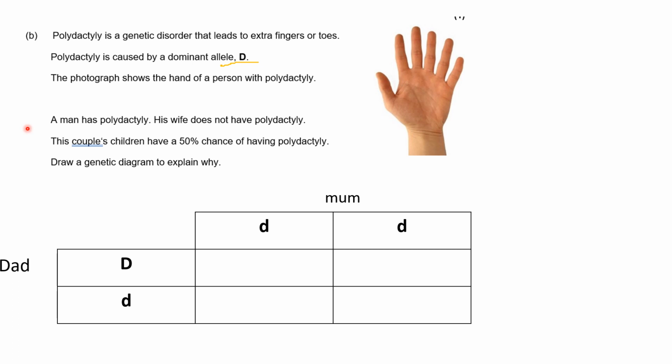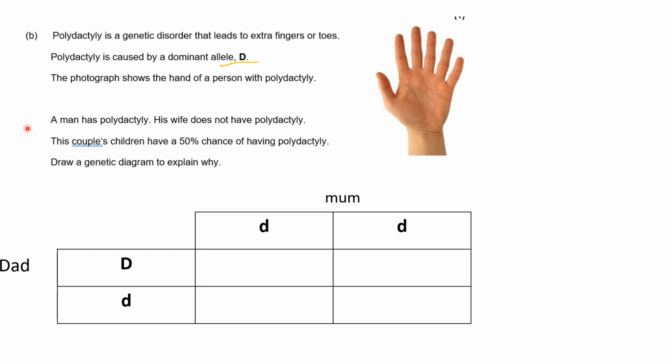So we know Dad has it. So he's going to have that capital D, that dominant allele. And we know that not all the children have it, so he must also carry the lowercase d, for a normal, healthy person. And we know because Mum doesn't have it, she must have two recessive genes, so the lowercase d is there.